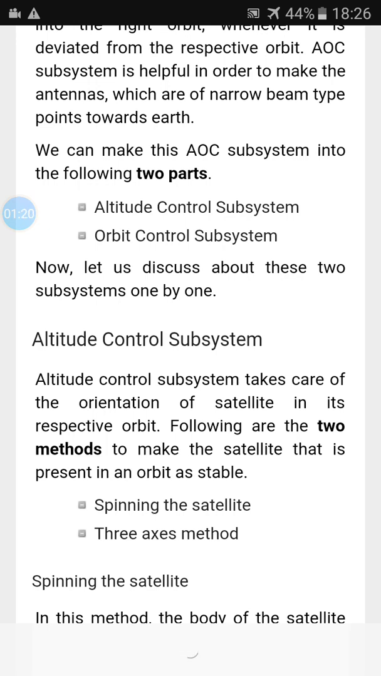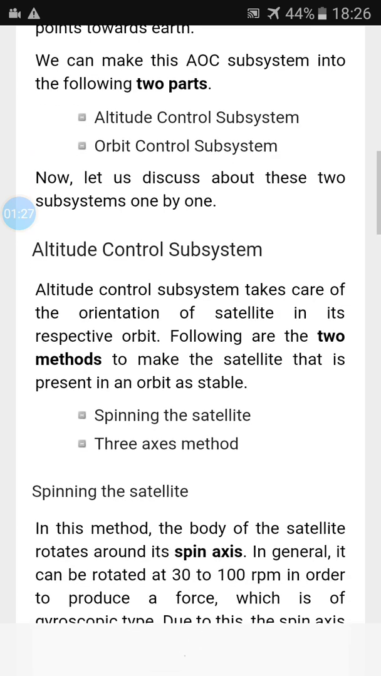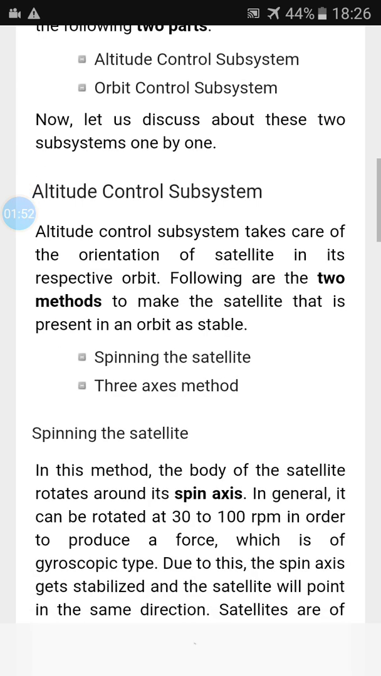Now, first one is attitude control subsystem. The attitude control subsystem takes care of the orientation of the satellite in its respective orbit. Now, attitude control has the following methods to stabilize the satellite: first, spinning the satellite. Second one is the 3-axis method.